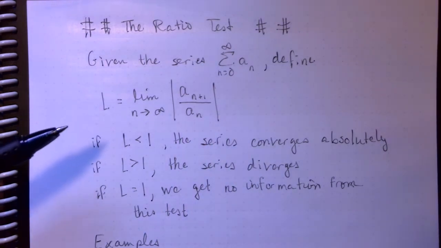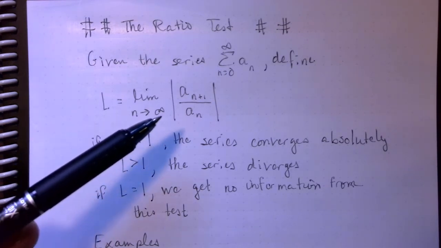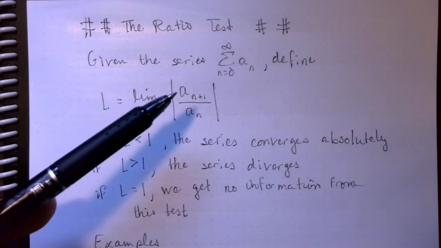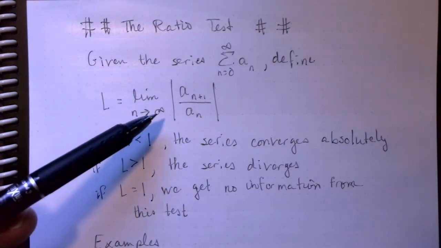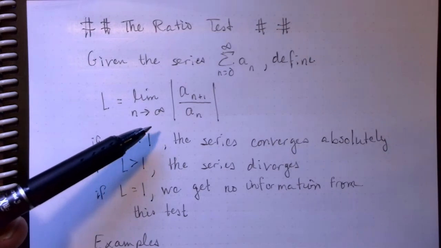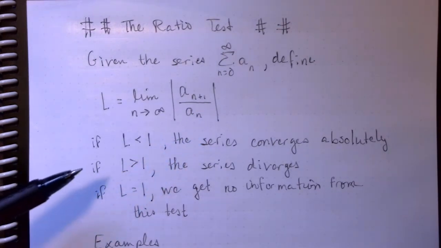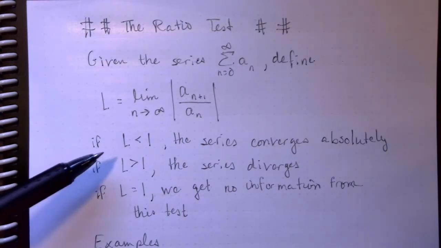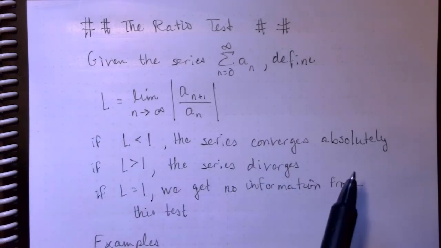And the way the test works is that we look at this ratio. Now, this ratio is successive terms. Okay, so you're taking a term and dividing by the previous one. We're going to take the absolute value of that and let the limit of n go to infinity. So we're looking at the limit of the ratio of successive individual terms. And the ratio test tells us that if this quantity L is less than 1, then the series converges absolutely.